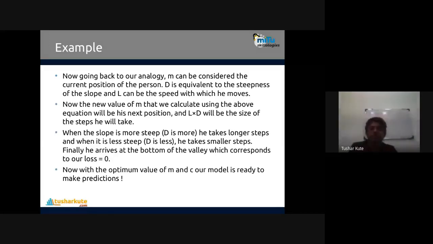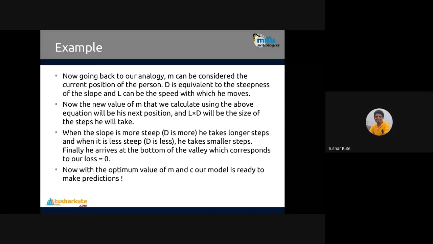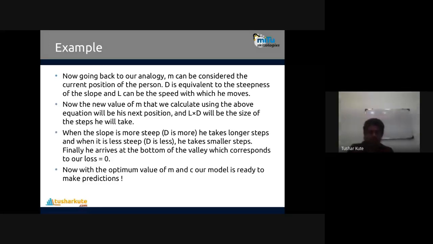Finally, when he arrives at the bottom of the valley, it corresponds to our loss function being 0. So the task is to start from the top and move toward the accuracy of 100% at the center of the valley, where the loss is 0. And now, with the optimum value of x, our model is ready to make the predictions. This is called the gradient descent method, which is used to build linear regression as a support to it.